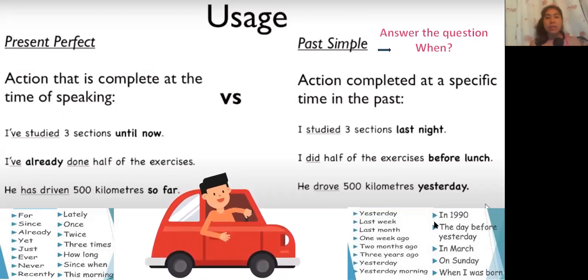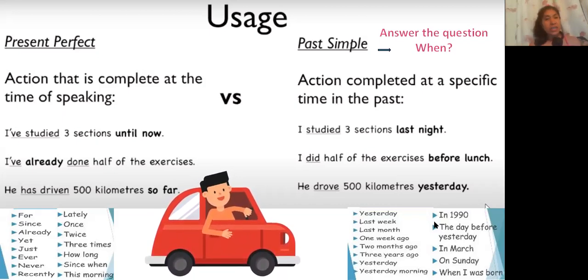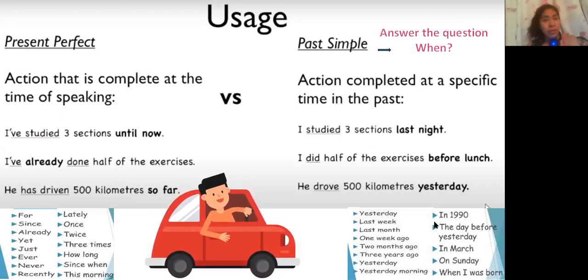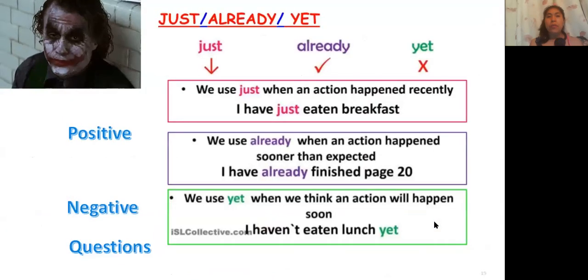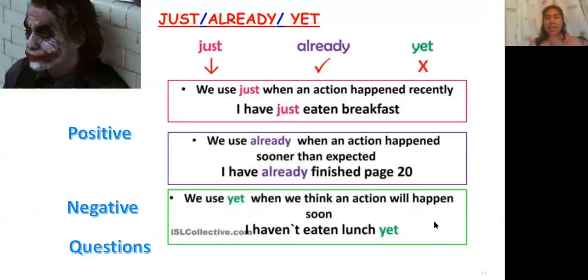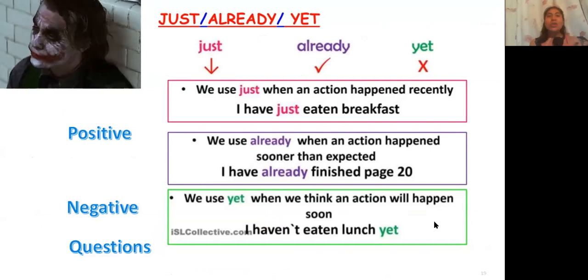I have some time expressions, and remember, yesterday, last week, the day before yesterday, 3 years ago, all these expressions are for past simple because you are telling me that the action happened in a specific time. However, remember, present perfect, it doesn't matter when it happened. The important thing is the activity that you have done. Okay? Well, finally, in a recapitulation, just, already, yet.